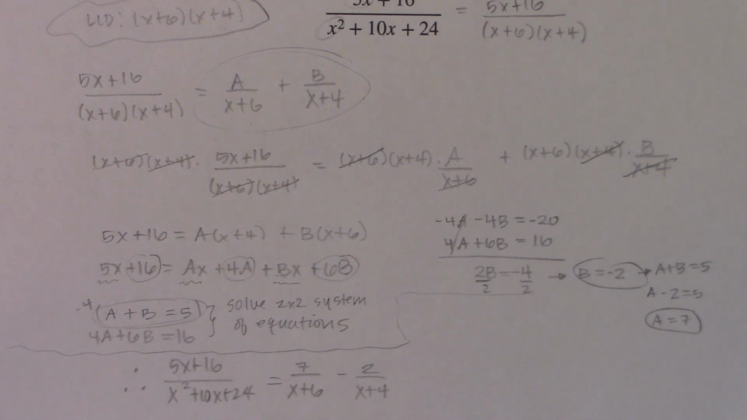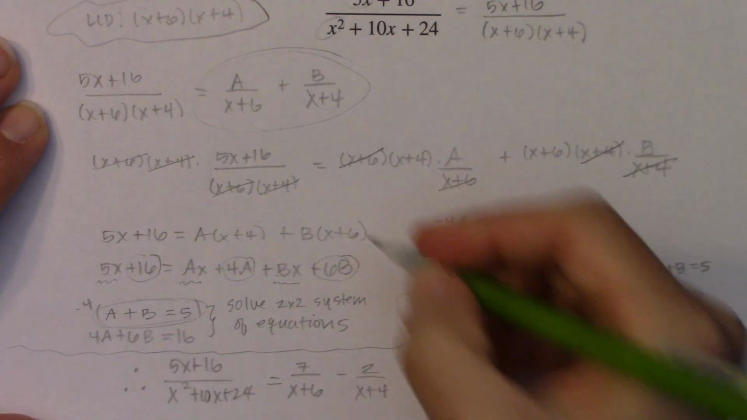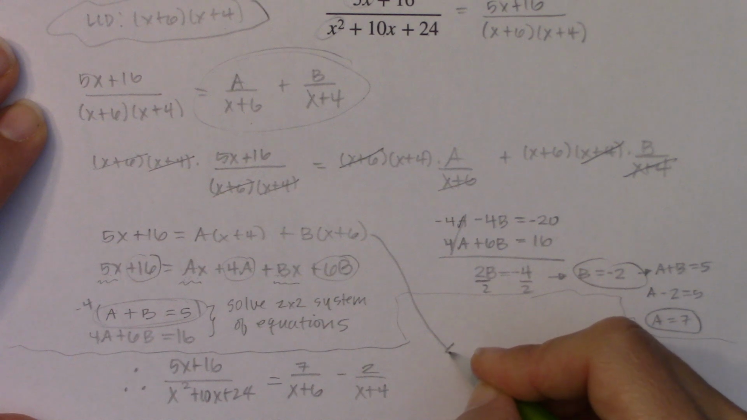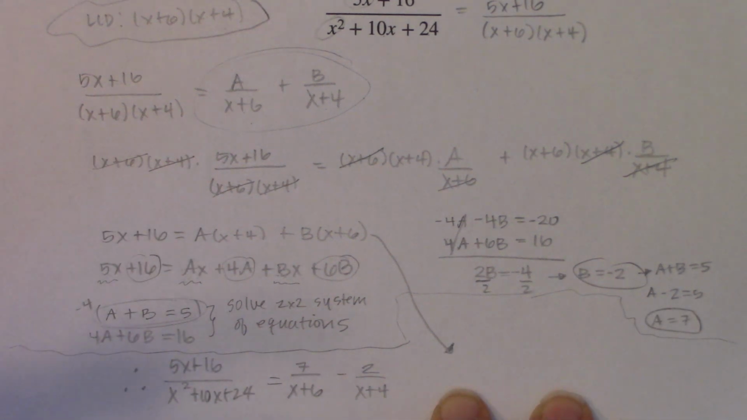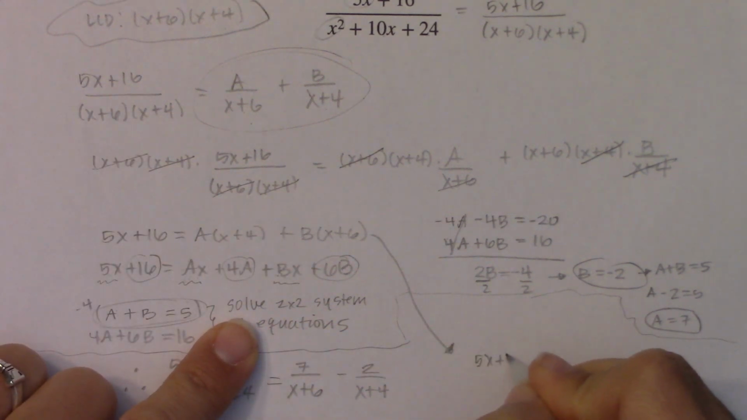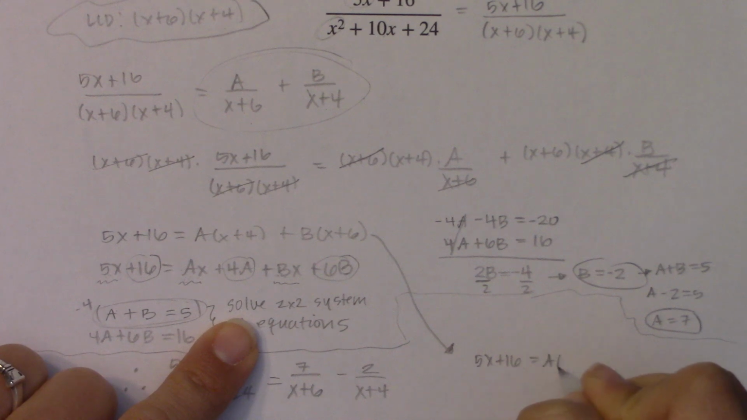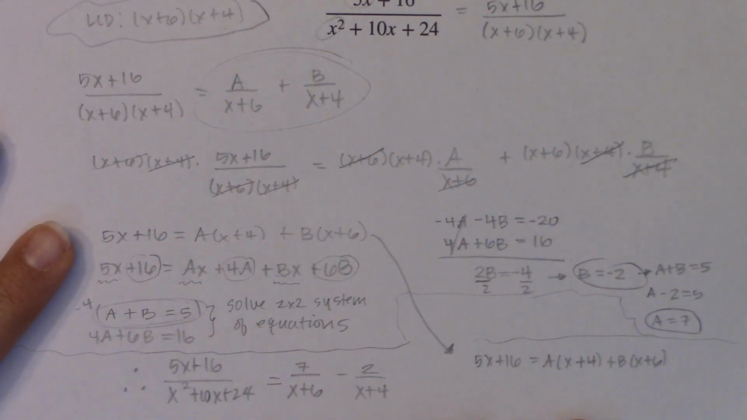Okay. All right, but I want to take you on a little side quest. I want to show you an alternate way to get 7 and negative 2. So I'm going to go from this step here. And I want to be clear, this alternate way, both of them are totally valid. You decide which one works better for you. So if I look at 5x plus 16 equaling a times x plus 4 plus b times x plus 6, another tactic we have is we can substitute in particular values of x to solve for a and b.